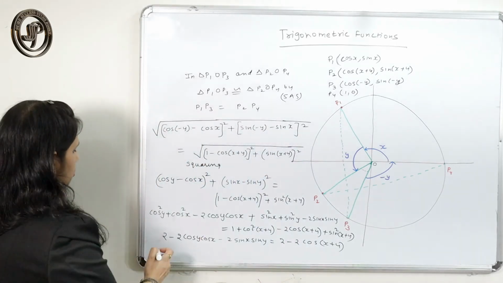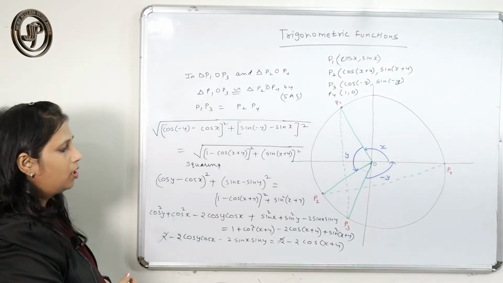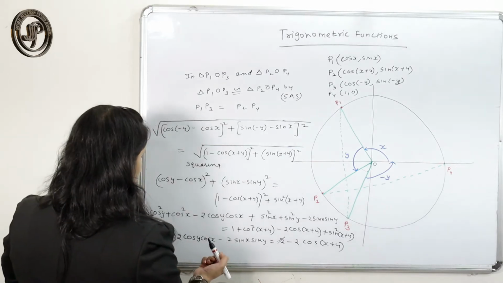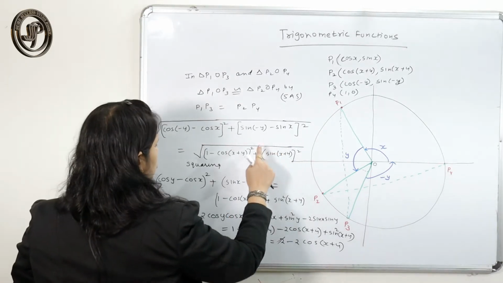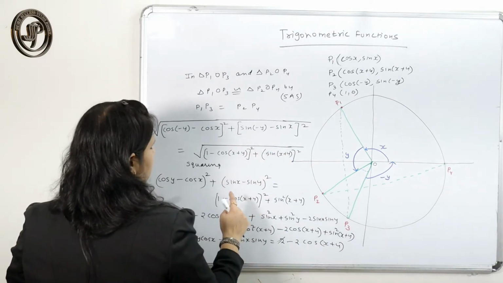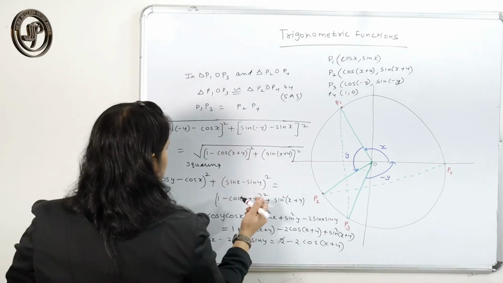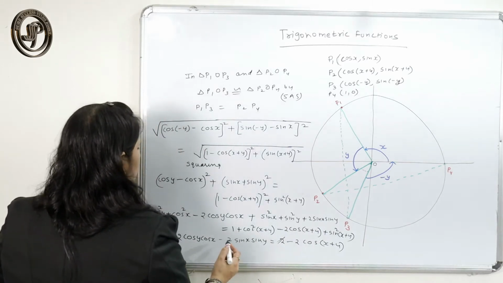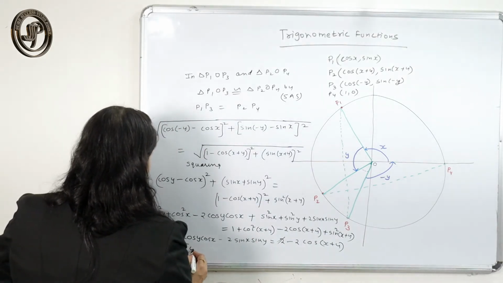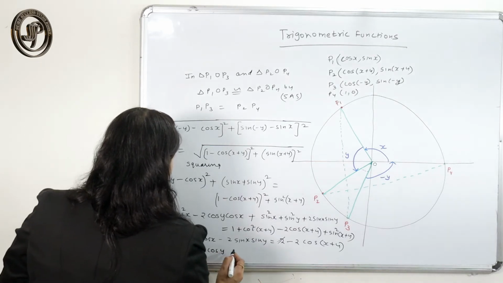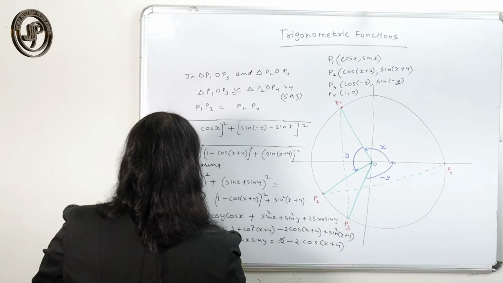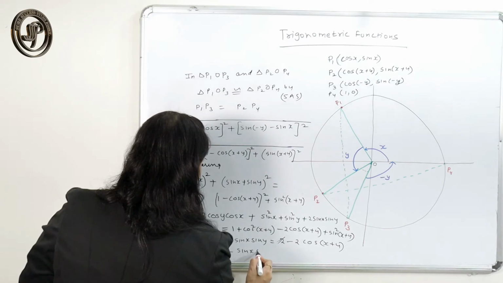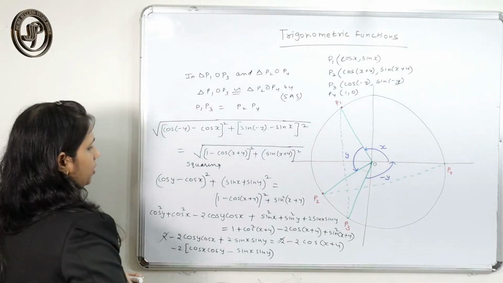If you divide the whole thing, this 2 and this 2 will cancel out. Now if you take minus 2 common from both sides, then minus 2 will cancel out. So here it should be plus, because it is minus sin y and minus sin x. If you take minus minus, it becomes plus, so here it should be plus. If you take minus 2 common, then you will get cos x cos y, and here it should be positive, so minus sin x sin y.